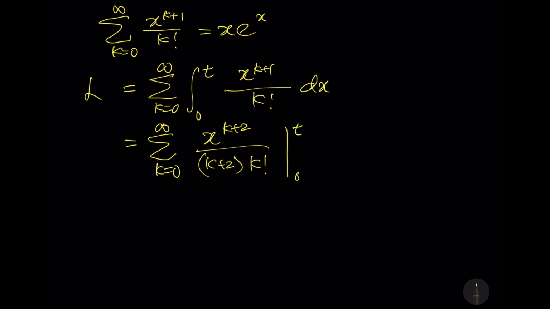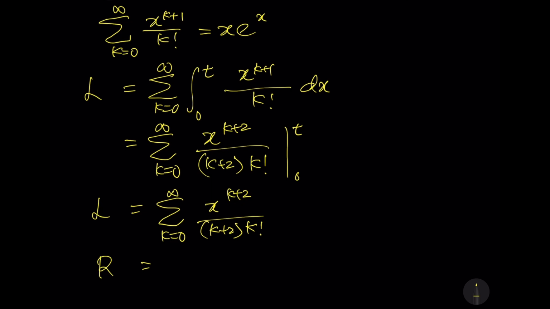Put in x equals t and x equals 0. We have L equals the sum from k equals 0 until infinity of t power k plus 2 divided by (k plus 2) times k factorial, and then minus 0. The minus 0 can be eliminated. t is a dummy variable, so we can change it back to x.